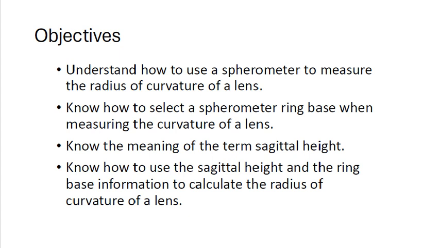And then we're gonna select the spherometer ring base, and I'll show you what that is, because we definitely need to know which base to use when you measure the curvature of a particular lens, because the lenses are different. We also have to know the meaning of the term sagittal height, and we're going to use it with the ring base information to calculate the radius of the curvature of the lens. So these are the things we want to do with the spherometer.